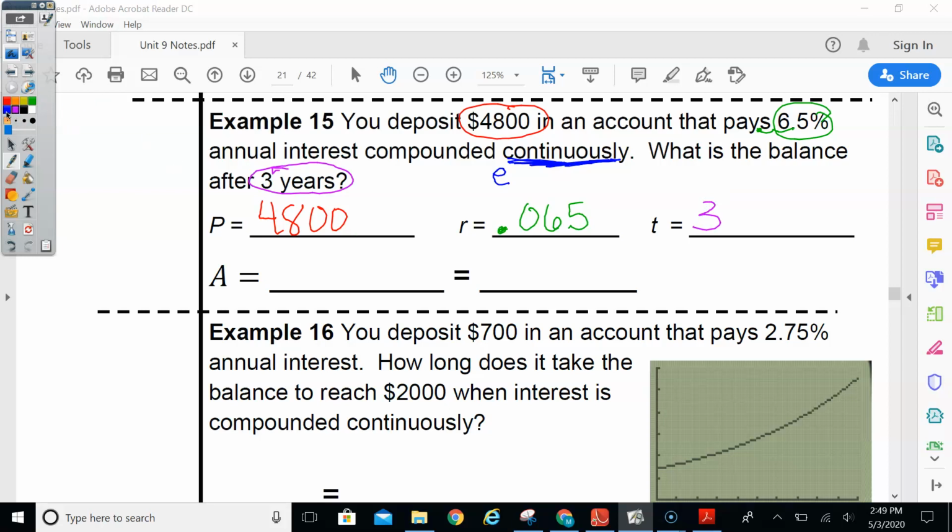So A equals 4,800 times E, oops, because it's continuously, we're going to multiply that by the E to these two things multiplied together in the exponent. 0.065 times 3.